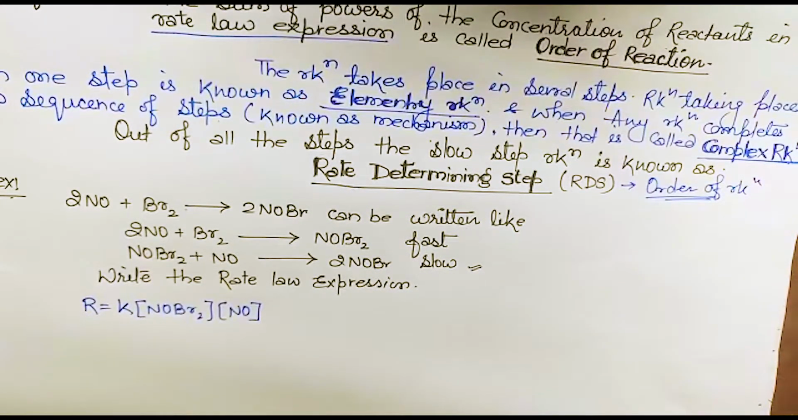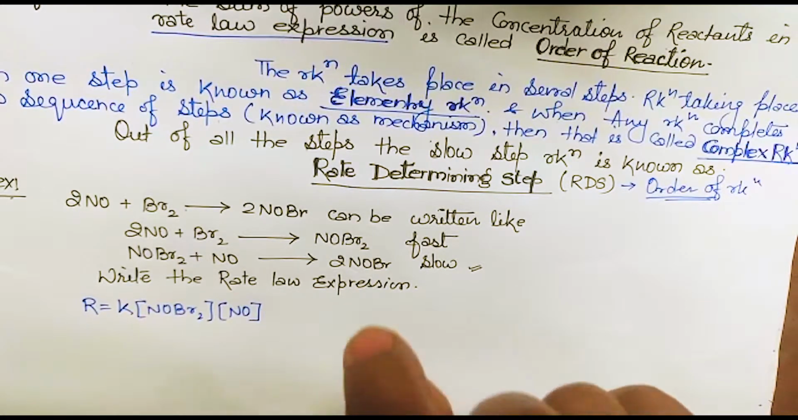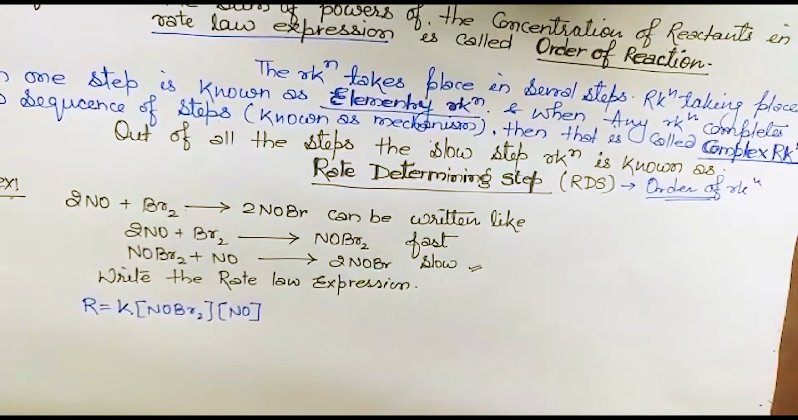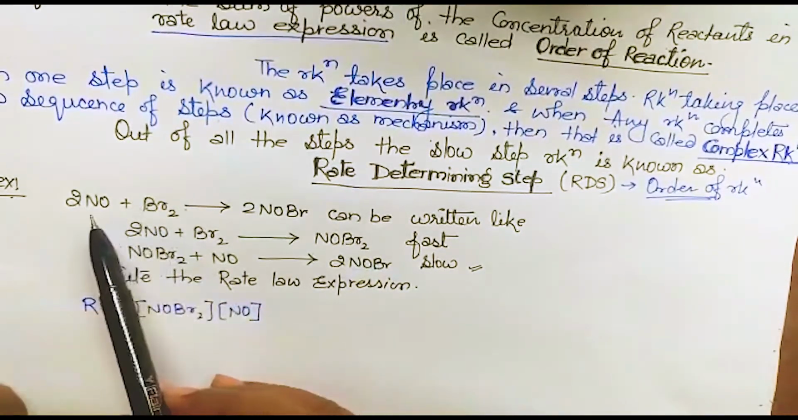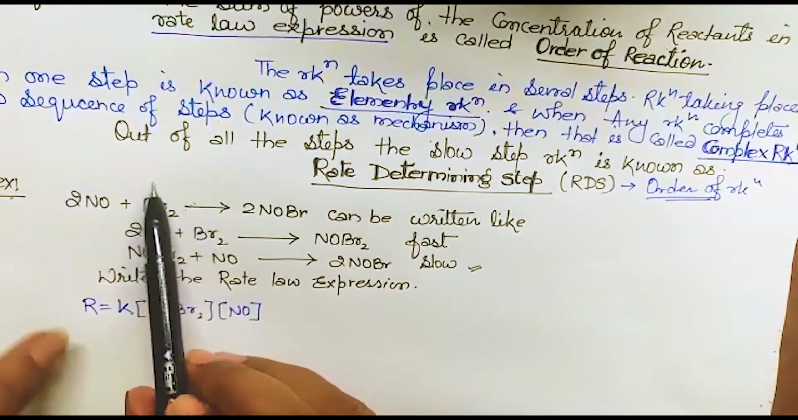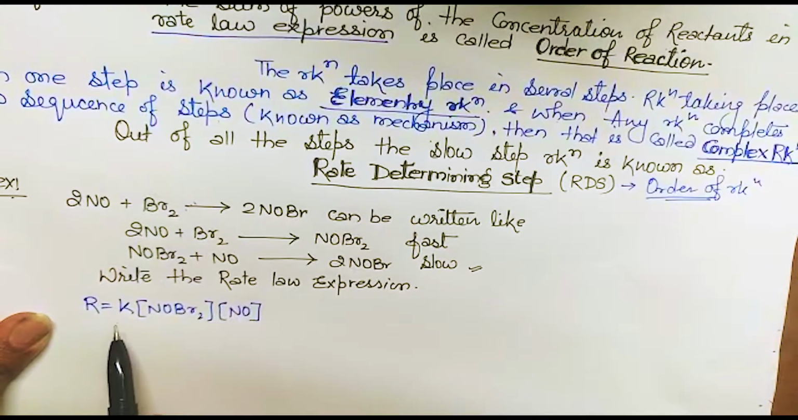But one more thing you have to keep in mind. If you are writing this rate law expression, the reactants must be there. Are you getting it? Whenever you write the rate law expression, the reactants must be there. That means you have NO and Br2, but when you are writing the expression, Br2 is not there. You are getting another one, isn't it?